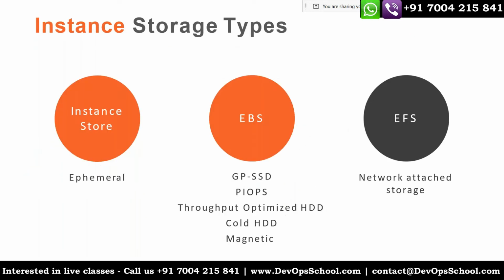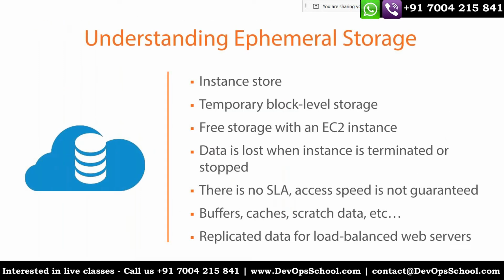Okay, so let's understand the Inferior. The Inferior, which is basically used for instance store, is a temporary block storage, free storage with the EC2 instance. That means if you're running the EC2 instance, it will be free for you. But again, one more thing, there are certain limitations for it. It's not like you are going for 100 GB, 200 GB or something like that. For Windows, I think it's 30 GB, and for Linux, it's 8 GB free, I guess. So you have to check the documentation also accordingly.